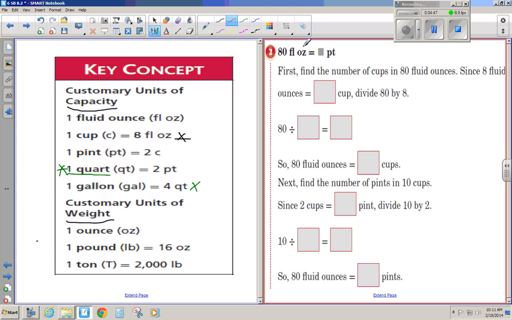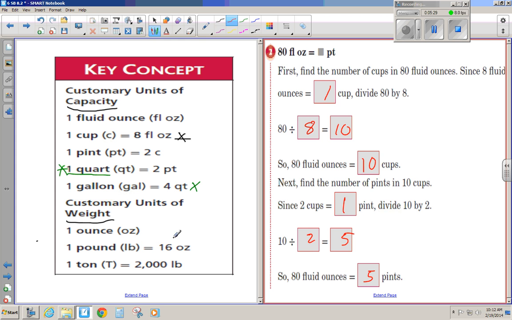So, 80 fluid ounces, 2 pints. All right, this is going to take a little bit more. We're going to fill this out and then do it another way. First, find the number of cups in 80 fluid ounces. Since 8 fluid ounces is 1 cup, divide 80 by 8, and we get 10. That means we have 10 cups. Next, find the number of pints in 10 cups. Well, 2 cups is 1 pint, so divide by 2 to get 5. There are 5 pints in 80 fluid ounces.